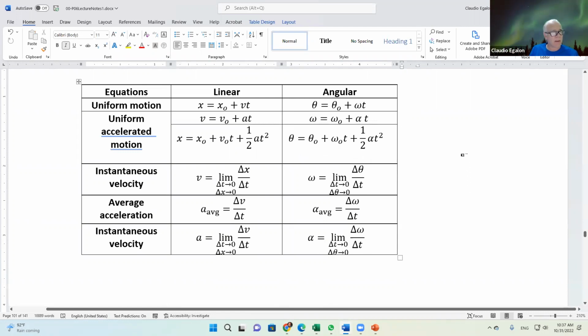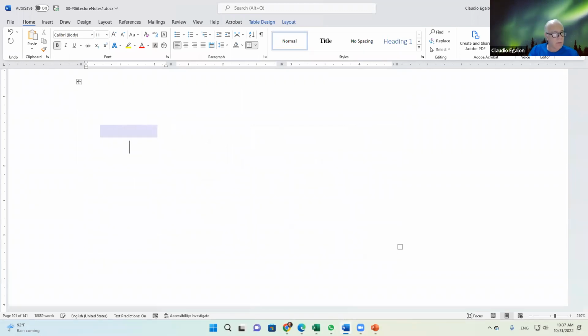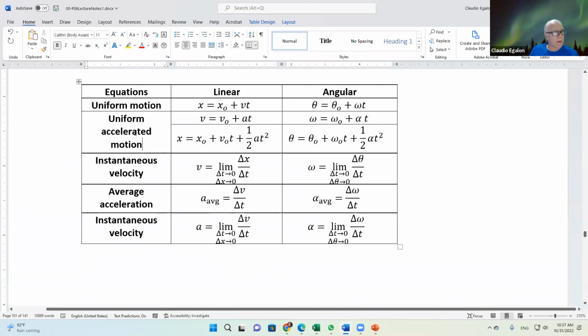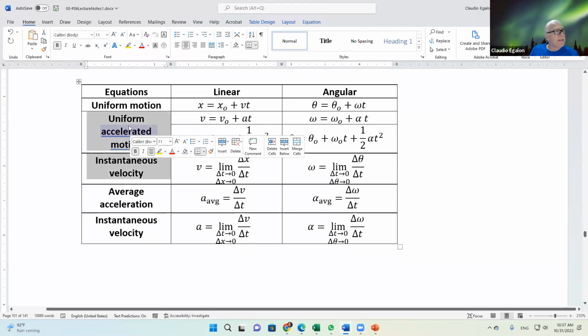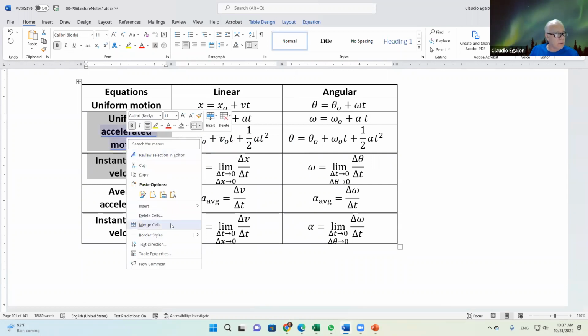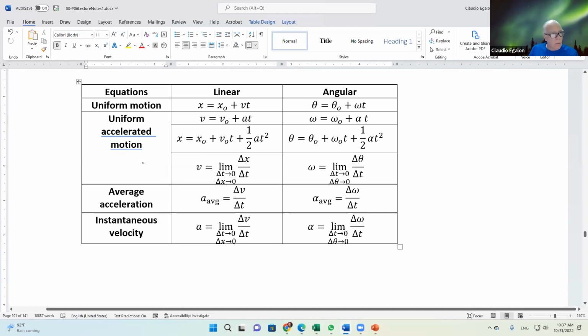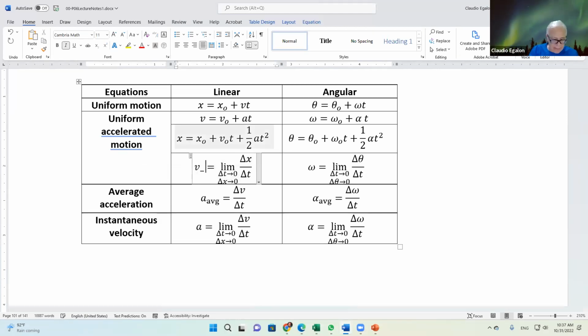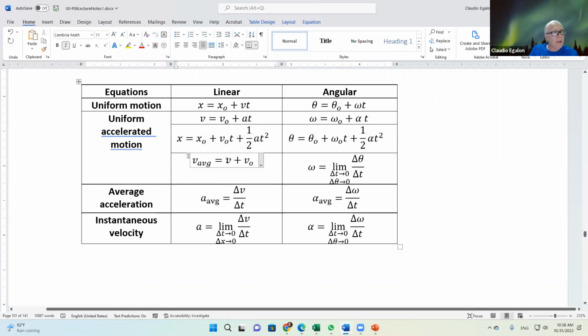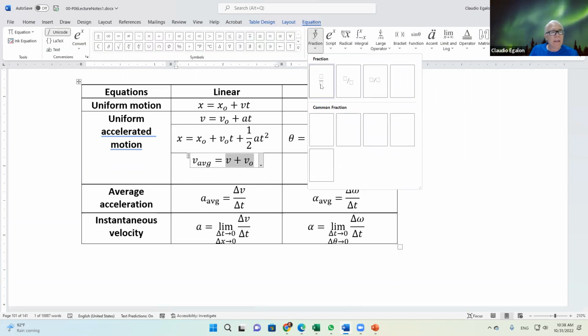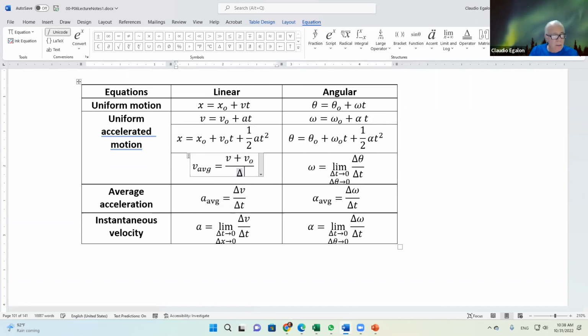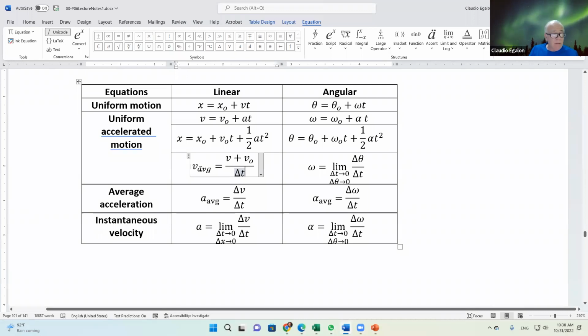Okay, what else? Uniform accelerated motion. One more step. There is one more thing that we can do here because the uniformly accelerated motion has more than three results. What is the other one? Well, we have the average accelerated velocity, AVG, remember that? What was that? Final velocity plus initial velocity divided by delta T. We have the same thing for the angular counterpart.